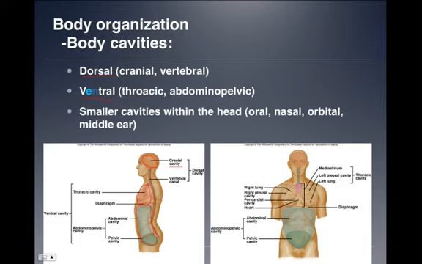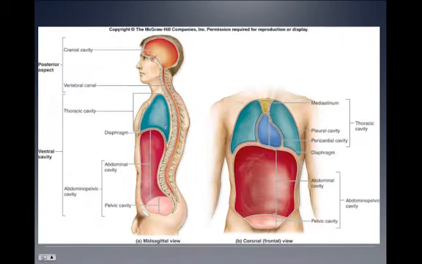And then we have some smaller cavities within the head that we're going to talk about a little later on in the semester. So we'll talk about the oral cavity, the nasal cavity, the orbital cavity, and the middle ear. Again, we'll get to those a little bit later on in the semester. So this is just kind of a review of some of these cavities.